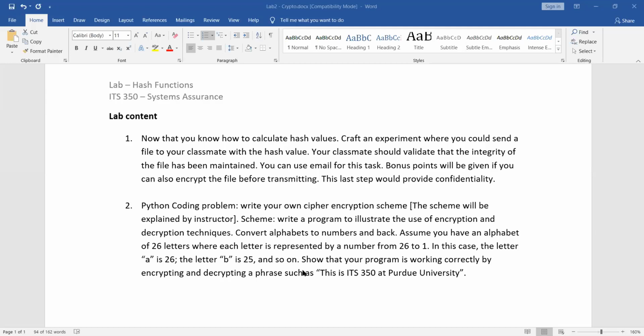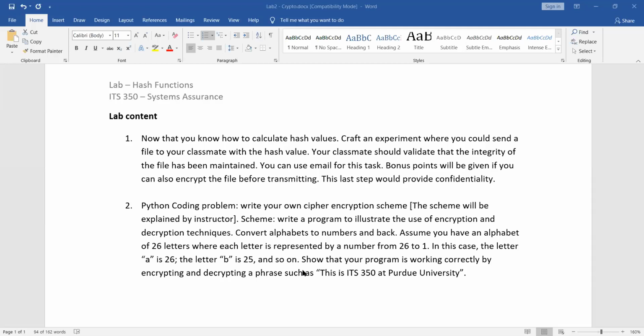What I want you to do is show that your program is working correctly by encrypting and decrypting a phrase, such as "this is ITS 350 at Purdue University." So you have to do that encryption. Does that make sense, guys? Yeah, I think it'll be even clearer once we actually start working on it.